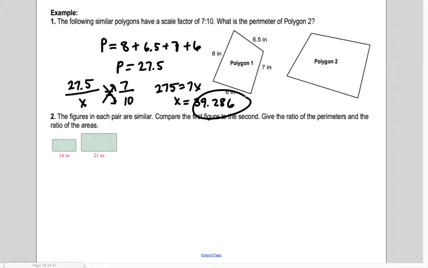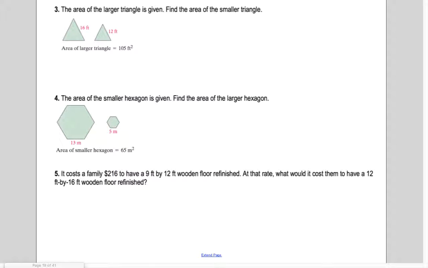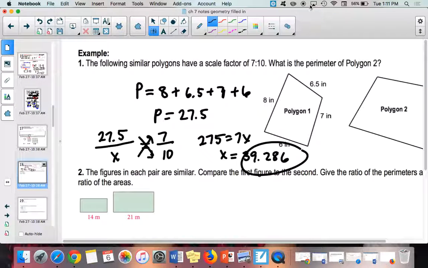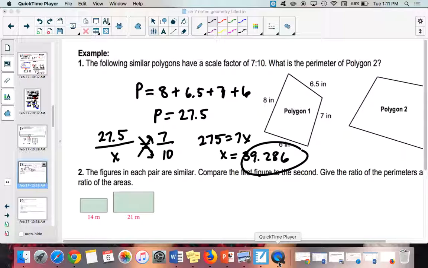All right, so this picture. It says the figures in each pair are similar. Compare the first figure to the second figure. Give the ratio of the perimeters and the ratio of the areas. So I want you guys to think about it. Think about questions 2, 3, 4, and 5. Talk to your tables. Come up with a solution.